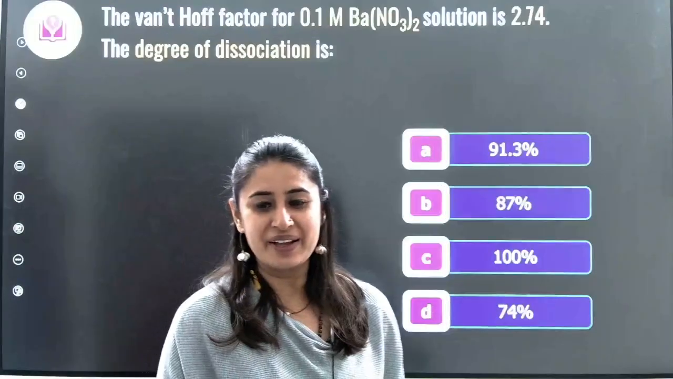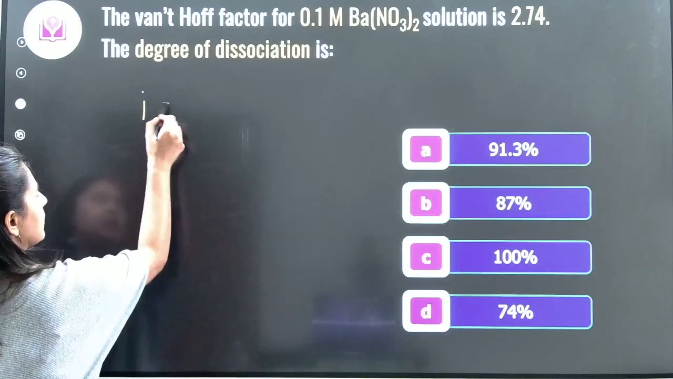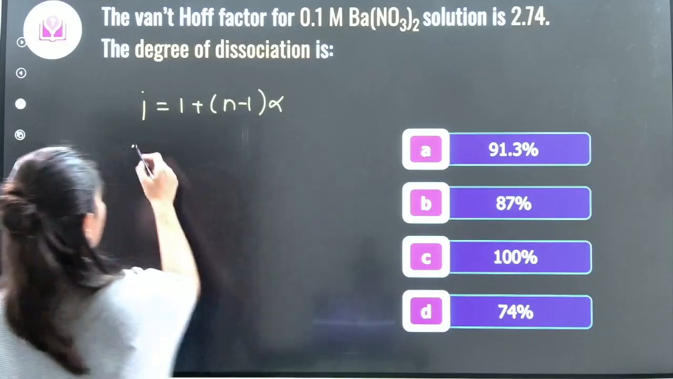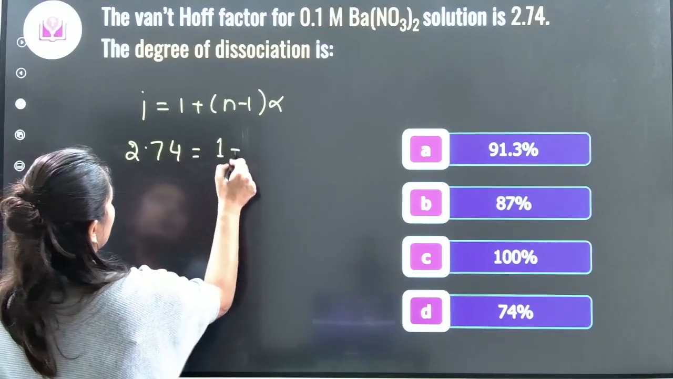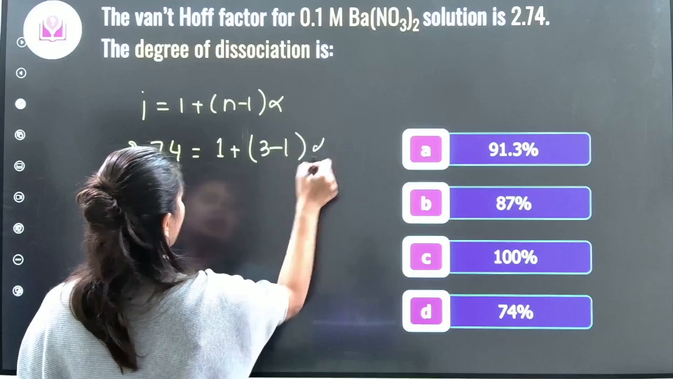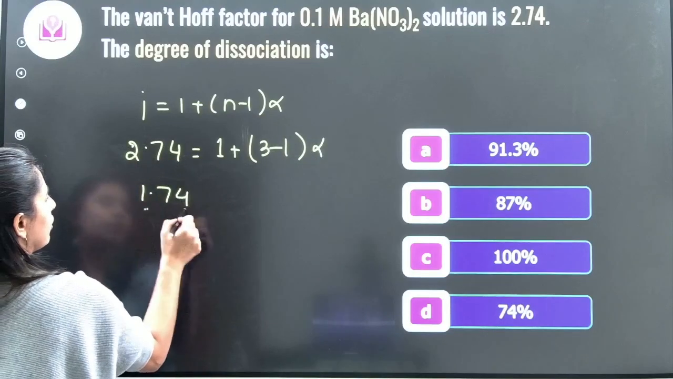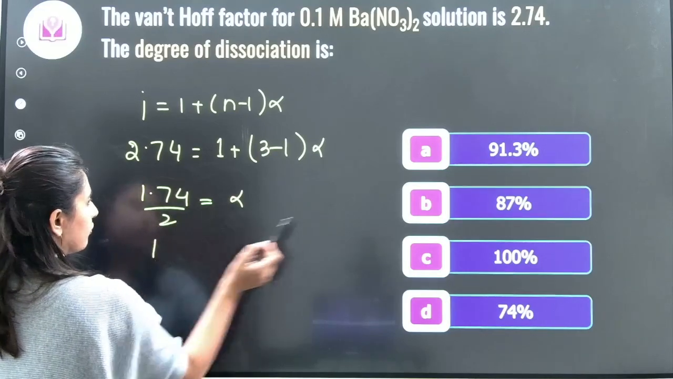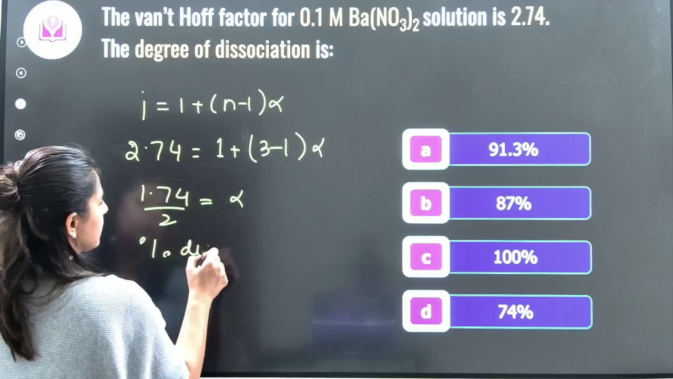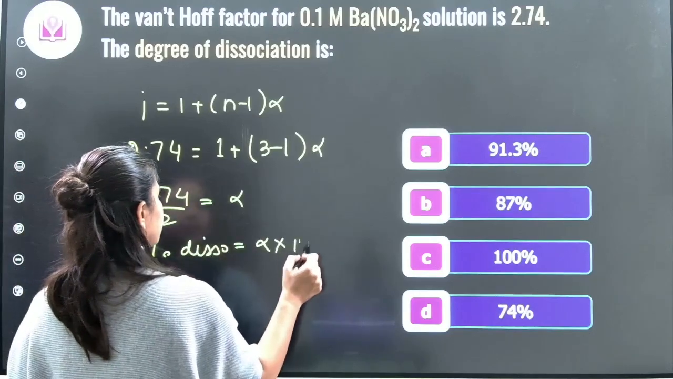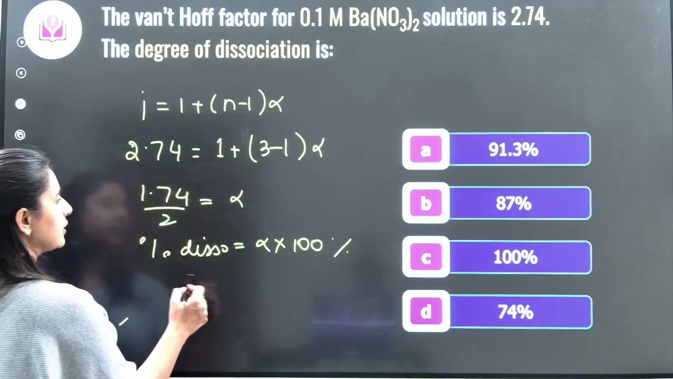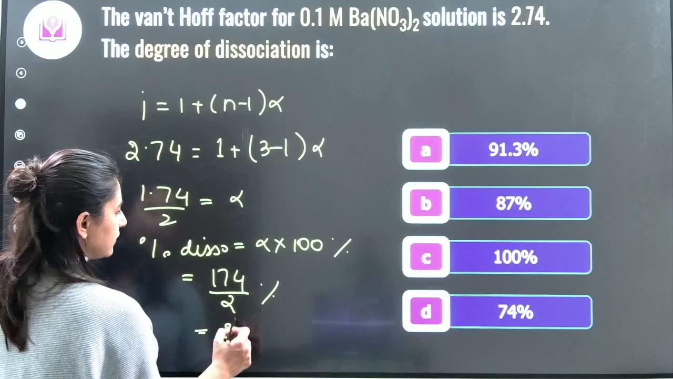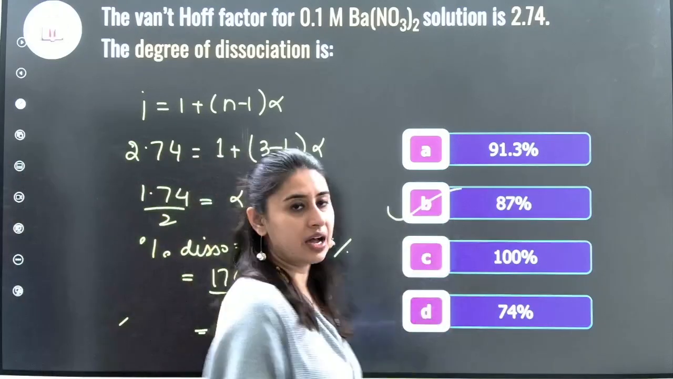Very simple. So what do you have to do in this question? Again, i is equal to 1 plus (n minus 1) alpha. We have i as 2.74 in the question. Barium nitrate, again 3 minus 1 alpha. So we just need to solve 1.74 divided by 2 to get the answer. Because you have to find the percentage of dissociation, you just multiply by 100. So 174 divided by 2 percent will be your answer. That means 87%. B becomes the answer to this question.